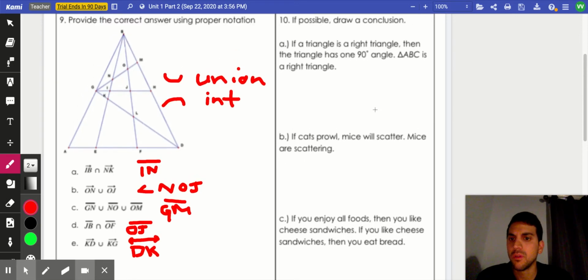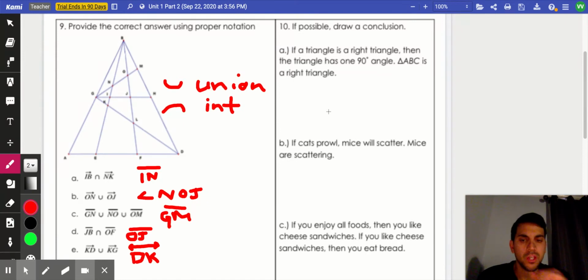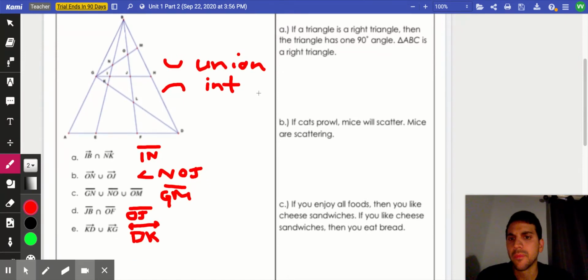All right, this is going to be video number 3. Number 9 says provide the correct answer using proper notation. So you'll see this on your answer guide or your answer key. The letter U means union, and the N or the upside down U is intersection. So union means it contains all those points, right? Intersection is just like the intersection, where it intersects, the points where it intersects.